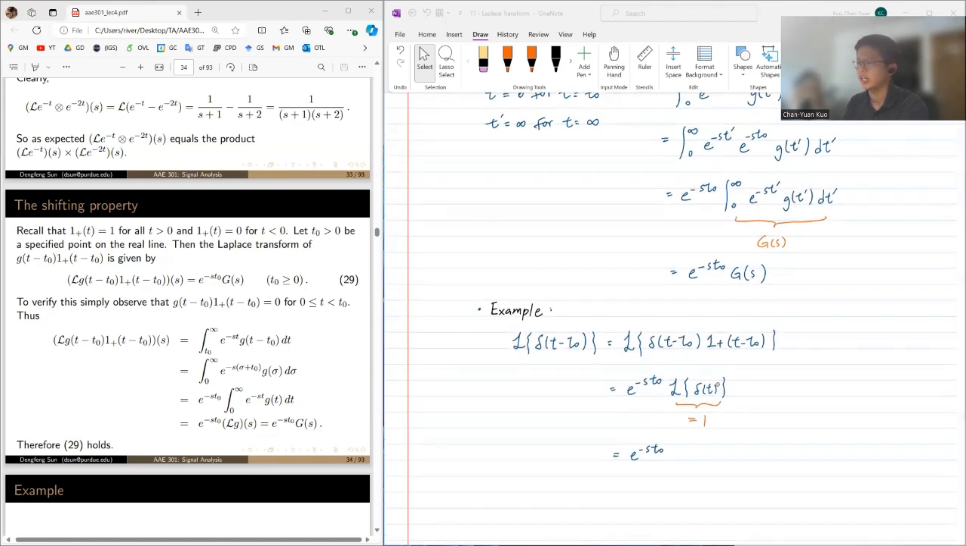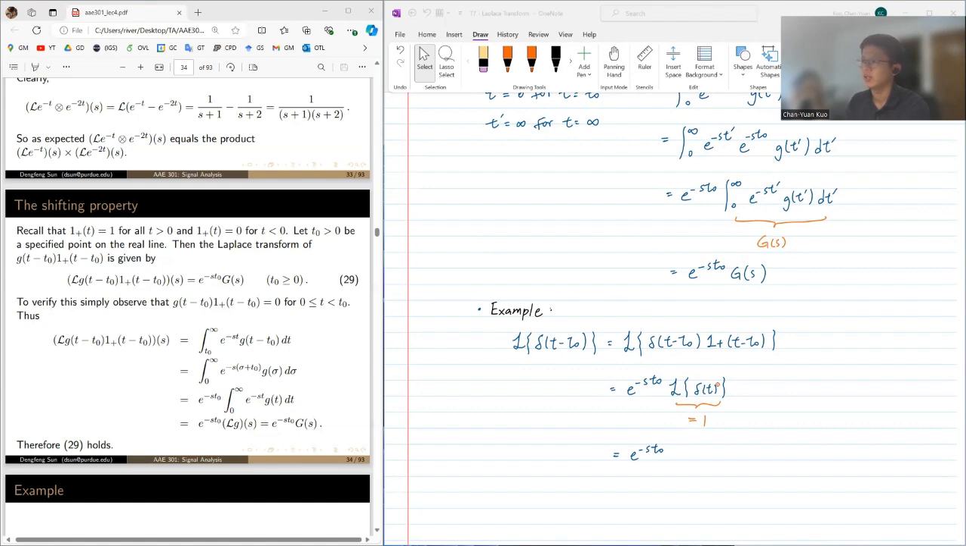And now let's take a look at an example to see how we can apply this property. In this example, we will be looking at the Laplace transform of the delayed copy of the delta function. So here, notice that this delayed copy can be rewritten as delta of t minus t0 times a delayed copy of the unit step function.